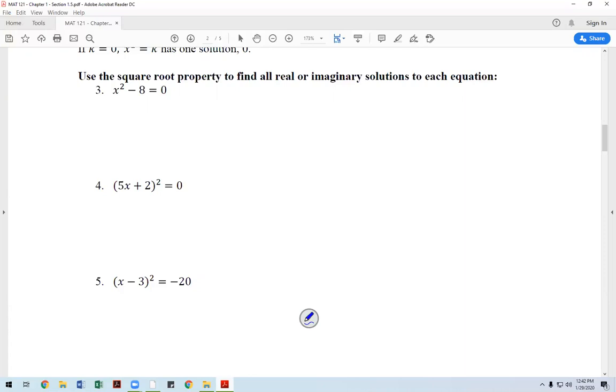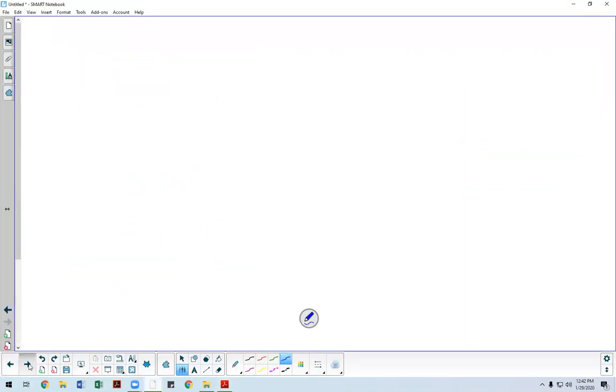So let's take a look at how we can simplify number 4. This is parentheses 5x plus 2, the whole quantity squared, equals 0. So this is still in the same format.